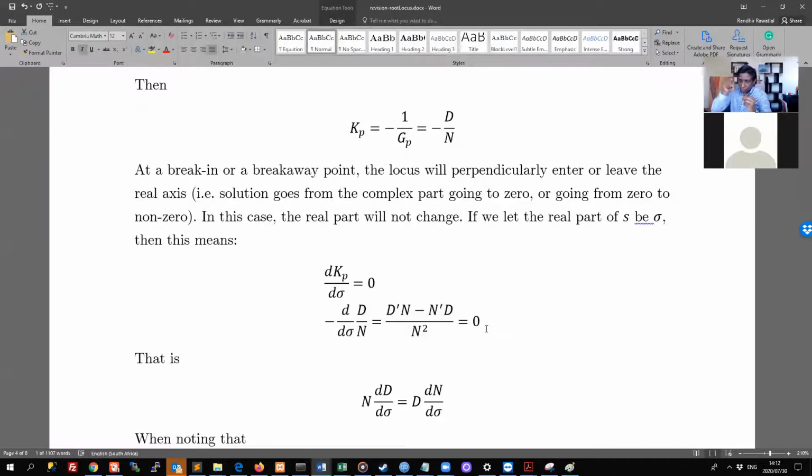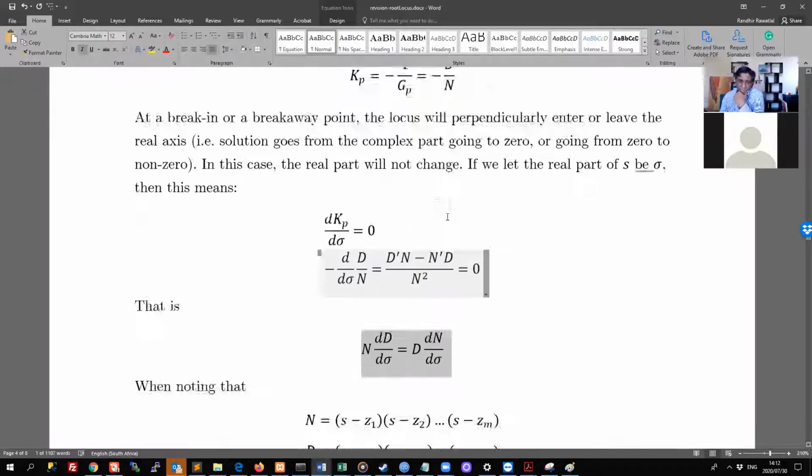We are breaking out, so we are moving straight up, so the real part is not changing there. So if that's true, we can just multiply out this n squared, get rid of that n squared, and then we can say, clearly, d dashed n equals n dashed d, right? So that's what we have here.